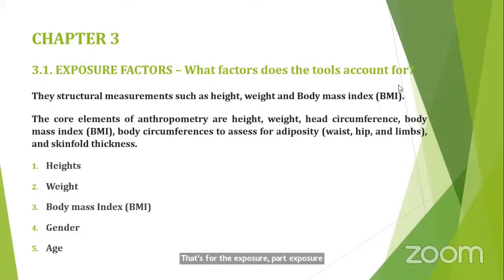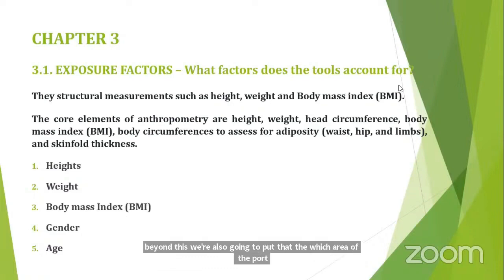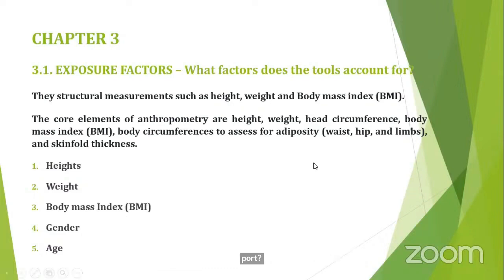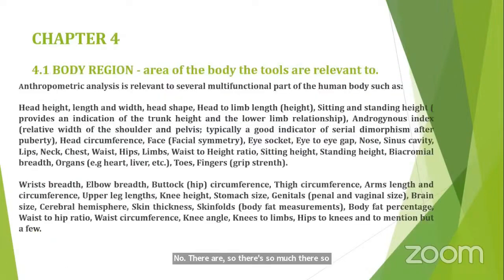Beyond this, we're also going to look at the body regions. Which areas of the body are these tools we mentioned, the measuring scale, the stadiometer, the anthropometric chair, relevant to? There's so much to look out for, so I'll just mention a few, and the slide contains so much more of them. Most of the validated tools we analyze are relevant to almost all the parts of the body.